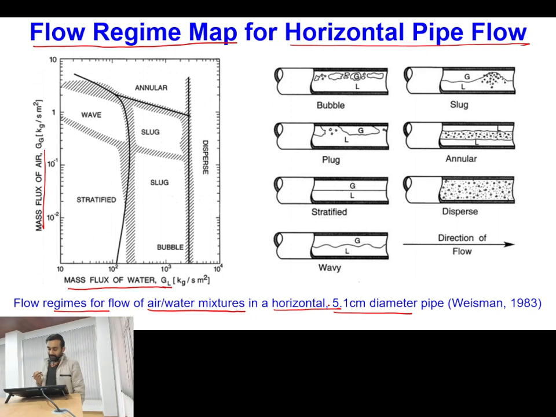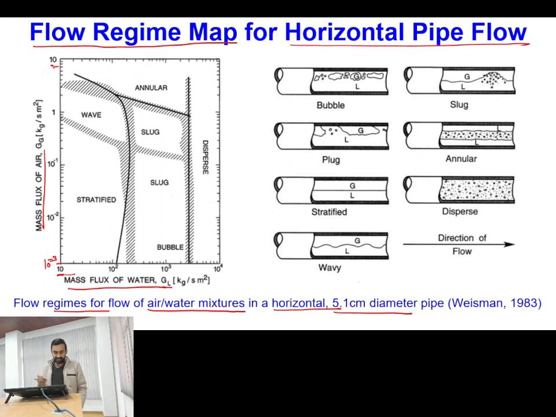In this system you can see the mass flux of water and the mass flux of air are plotted. This graph is given in log scale, so that is why it has a wide range of mass flow rates available. The mass flux axis goes from 10 to the power minus 1 to 10 to the power 4 for water, and on the ordinate axis it is somewhere close to 10 to the power minus 3 to 10 kg per second meter square.